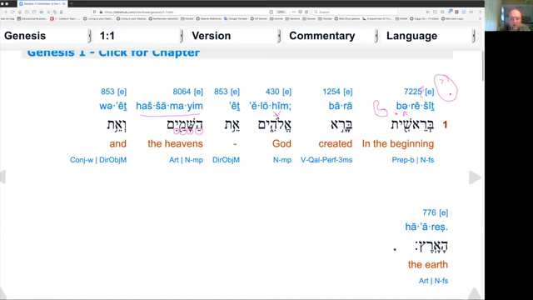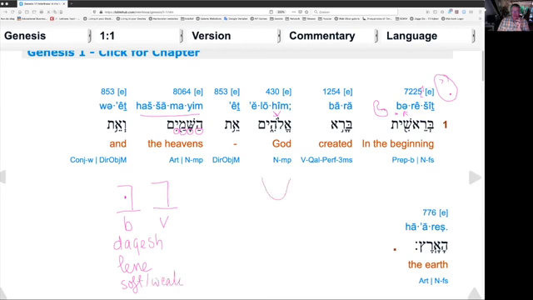What is the dot in the shin? The dot in the shin. Okay. When we have the begadkefat letters, you have a dot in a letter, and this is the B, and this is the V sound. But the name of this dot was called a dagesh lene. Remember? And it's a soft or weak dagesh.